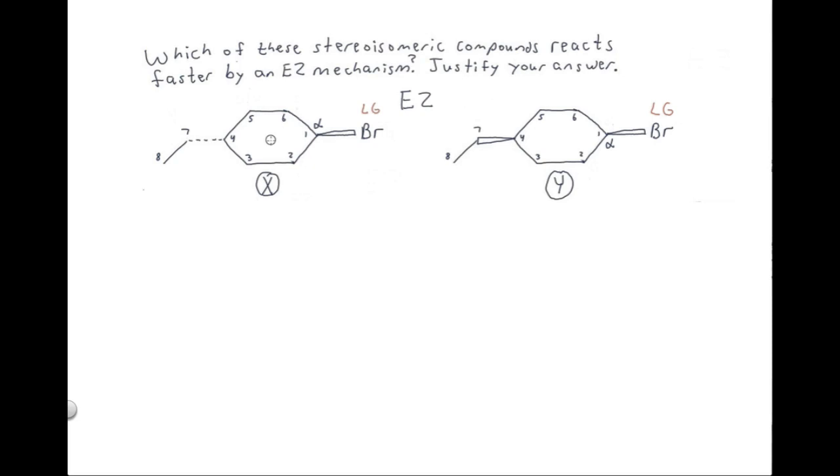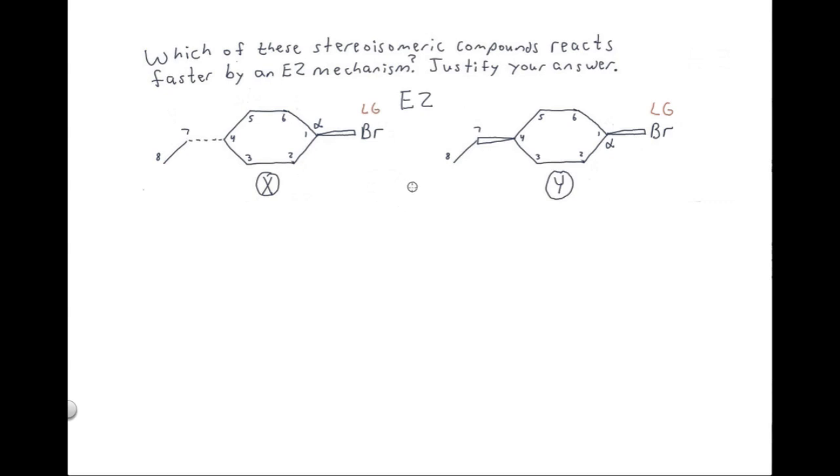Now we have to decide which of these molecules will be better for E2. Well, we know that when you carry out E2 on a ring, the beta hydrogen has to be trans to the leaving group. But this molecule definitely has beta hydrogens that are trans to the leaving group. And this molecule also has beta hydrogens that are trans to the leaving group. So that can't be the deciding factor.